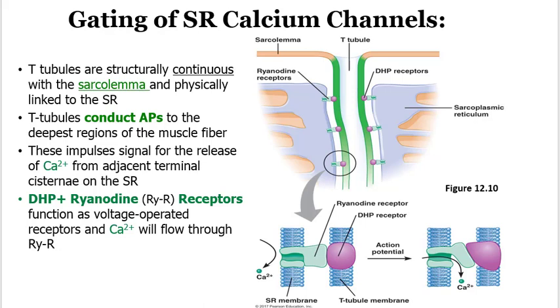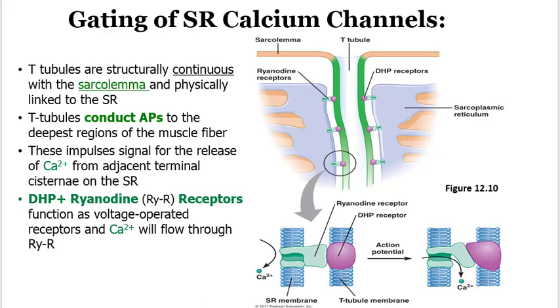So when action potentials travel from the surface of the fiber down into the muscle mass, these impulses, or depolarizations, trigger the release of calcium from the adjacent terminal cisternae on the SR. So oftentimes this structural feature between the T-tubule and the SR, we can see the sarcoplasmic reticulum on either side of this green T-tubule. This kind of junction here is called a triad. You probably read about that in your textbook.